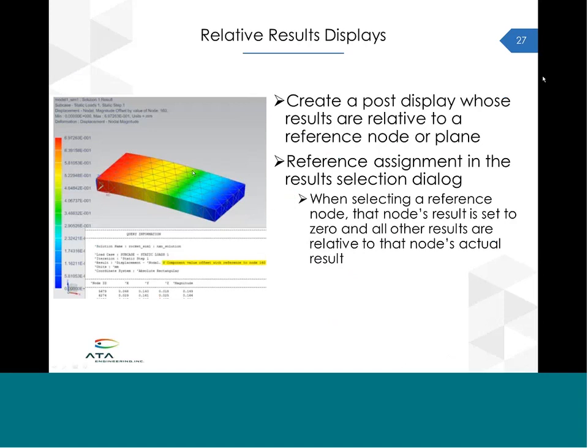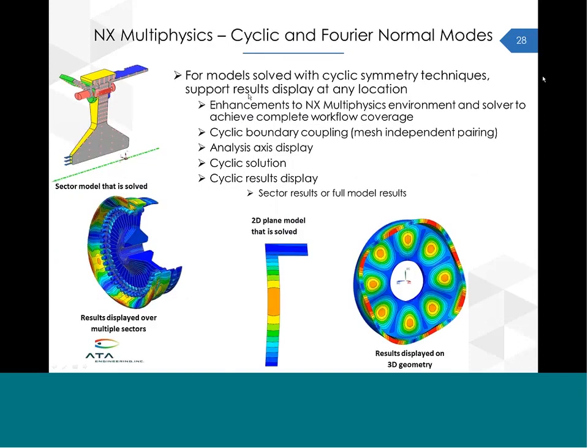But what this image illustrates is that you can use this new feature to display results relative to a given node. In this example model, I've displayed results relative to a node at the very right end of the plate in the center. Even though the right end of the plate experiences the most deformation, it's been scaled in such a way that the fixed end shows up red.